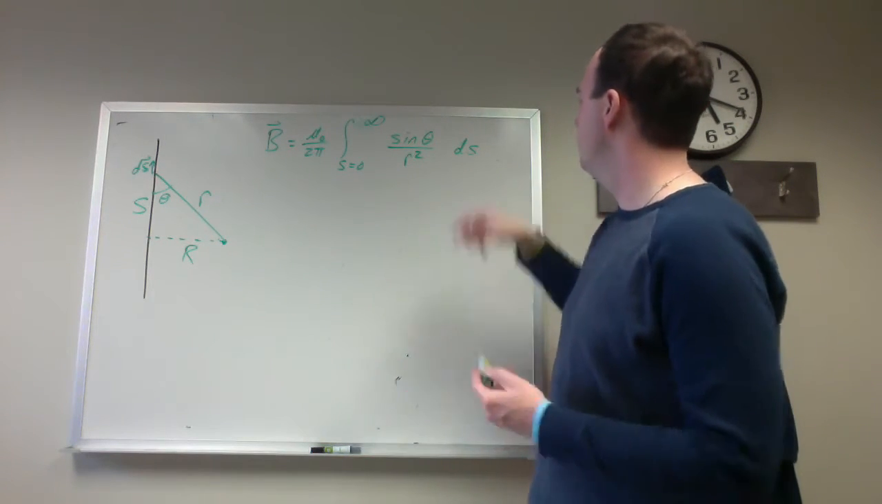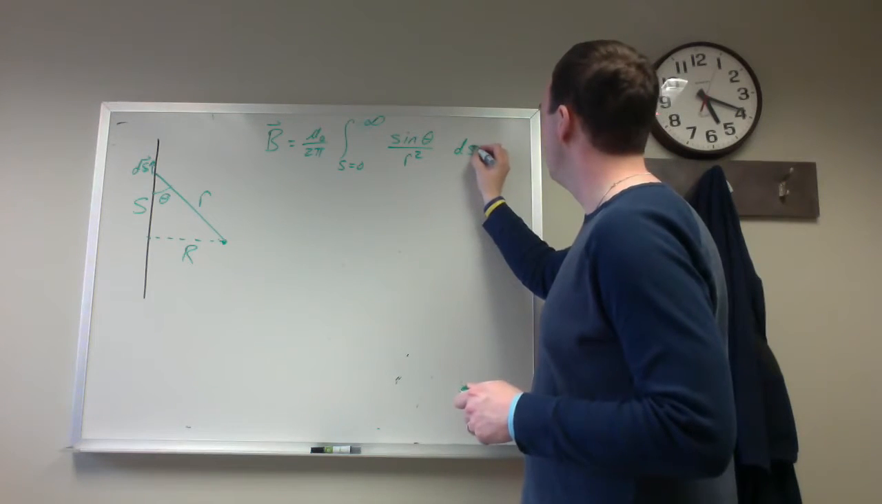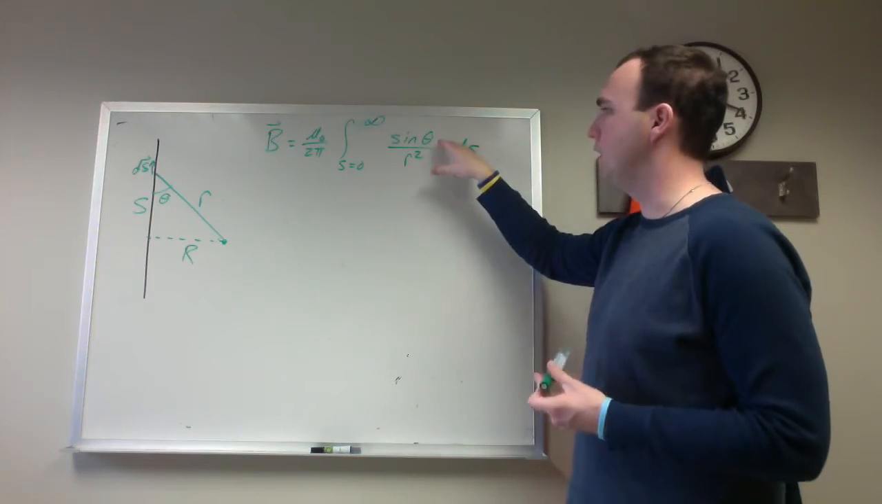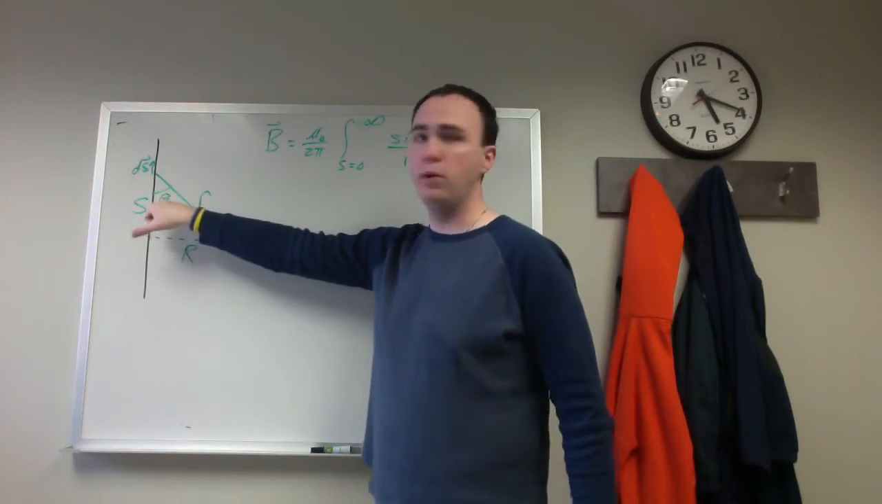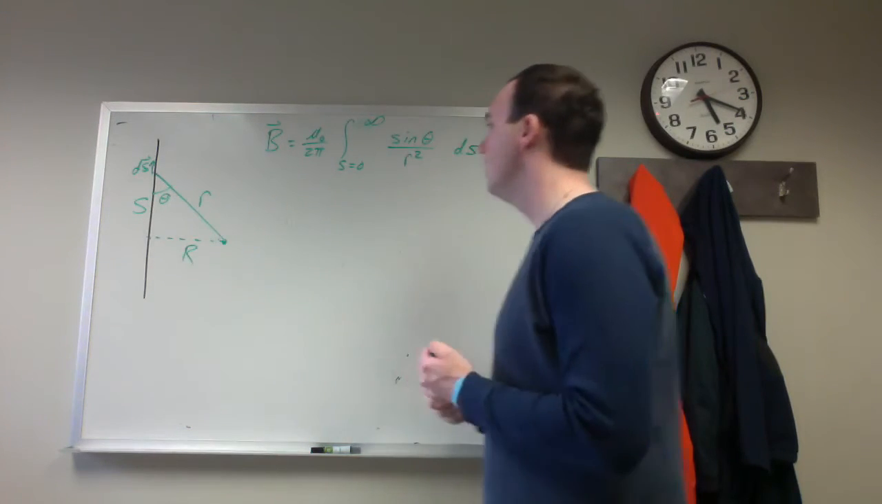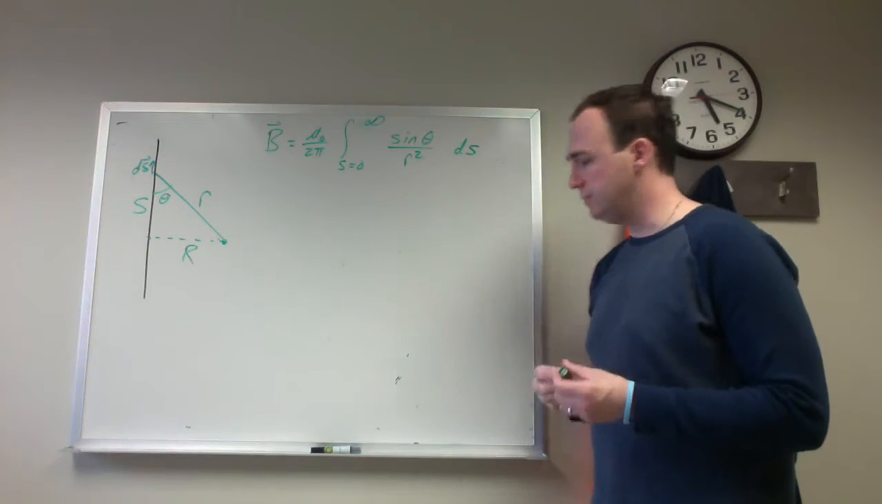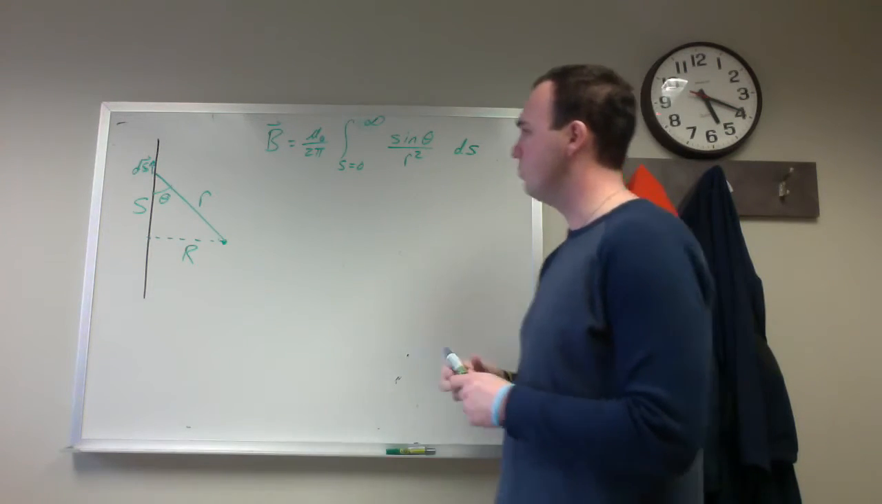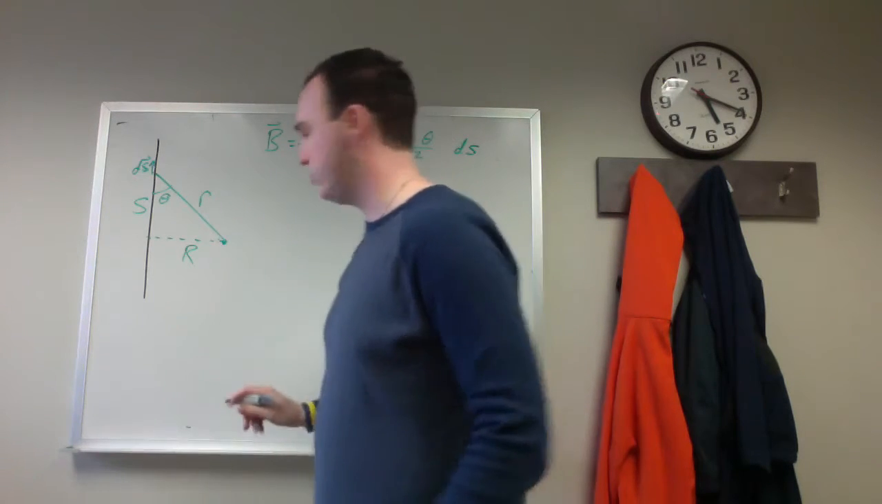So we want to do this integral in terms of the variable s. So we need to rewrite, so as you change s, we can see that both the angle and the distance, little r, are going to change. So in order to do this integral, we need to look at our triangle.